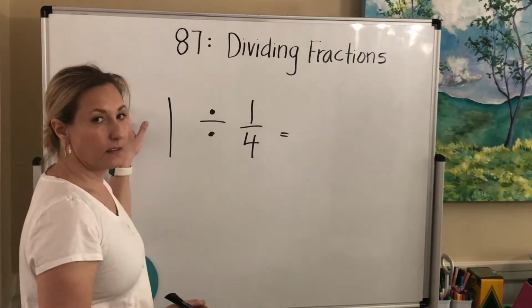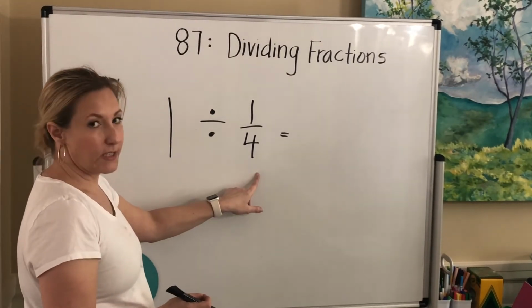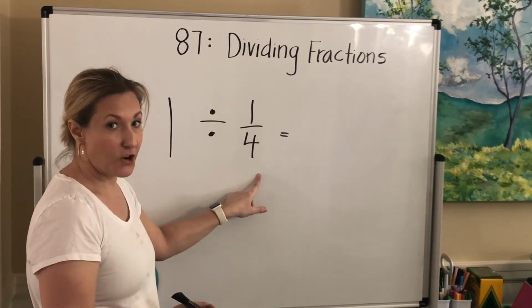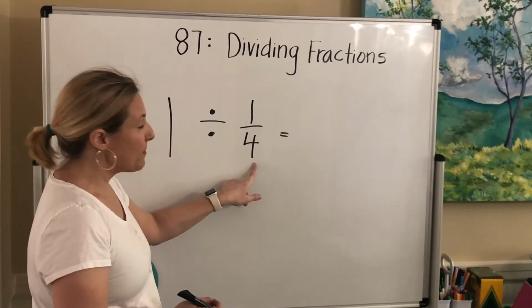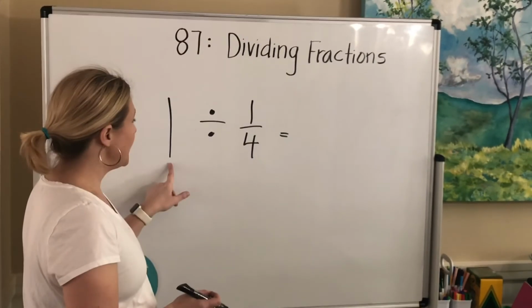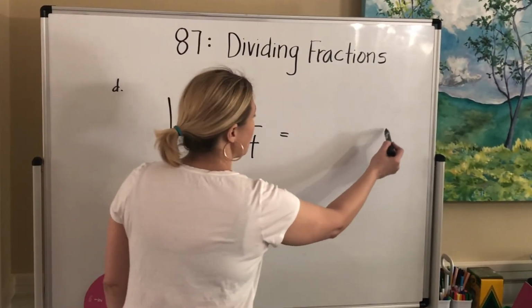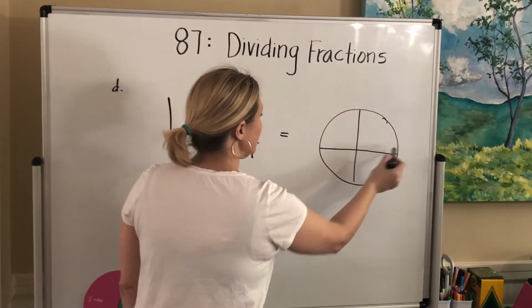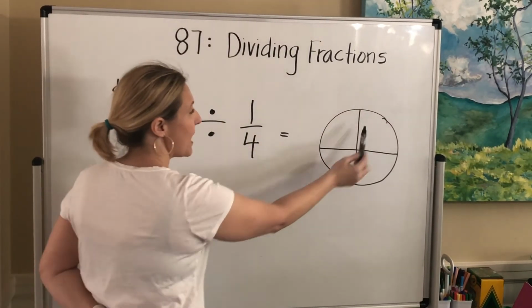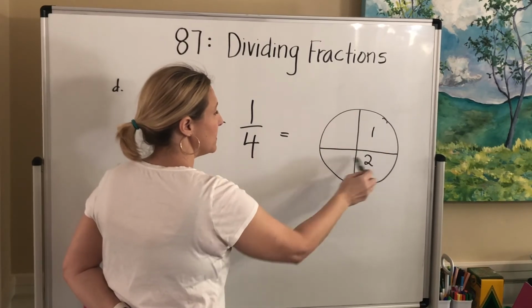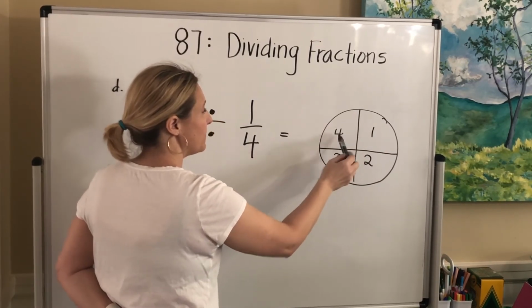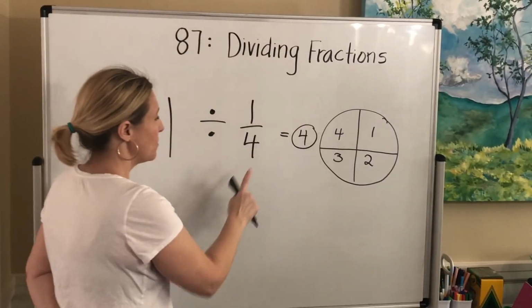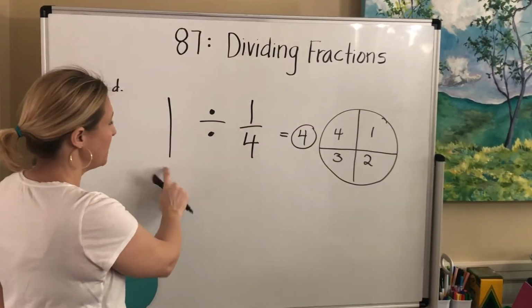Look at D. This question says 1 divided by 1/4. So what that means in your head is, how many 1/4 will fit into 1? Well, if we have 1 whole pie and we cut it into 4ths, how many 4ths will fit in this pie? 1, 2, 3, 4. So the answer is 4. 4 quarter pieces will fit into 1 whole.